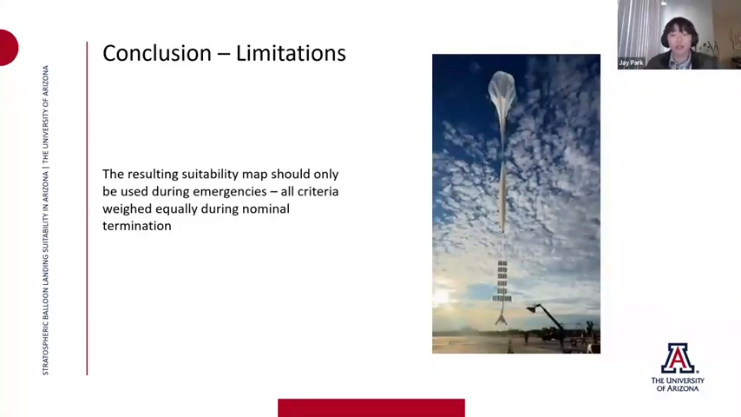There is a limitation to the resulting suitability map, and it is that it should only be used in case of emergency terminations. And this is due to the fact that during a nominal termination, World View flight operators search for areas that have a suitability score of 5 in all criteria, meaning they look for areas that have a population density of less than 3.9, are at least 6.4 nautical miles away from power lines, are in a gap status code of 3 and 4, and fall under a Class G airspace. However, with that being said, the resulting suitability map is still useful in case of emergency terminations to maintain public safety.